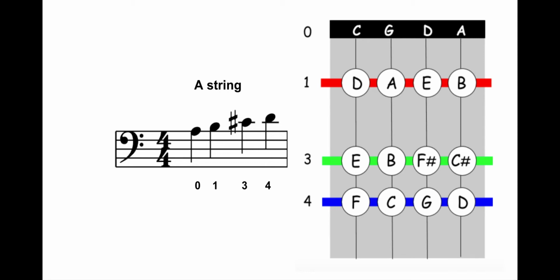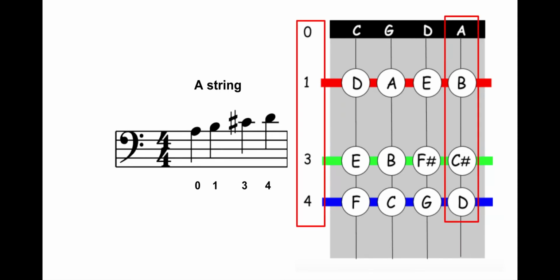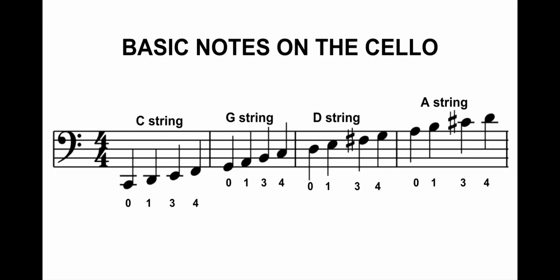And the last one, A string. And you're going to use 0 for the open A, 1 for B, 3 for C sharp, and 4 for D. So now you learn how to read the basic notes on the cello from a sheet music. Try to read this line by plucking the correct strings and placing your fingers on the right tape.